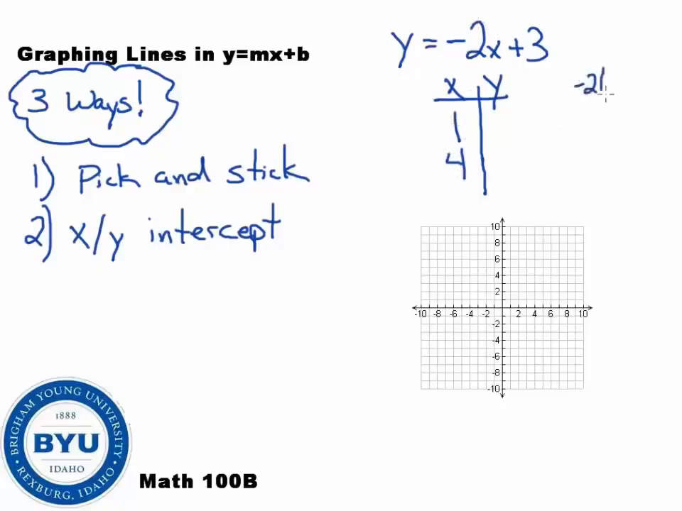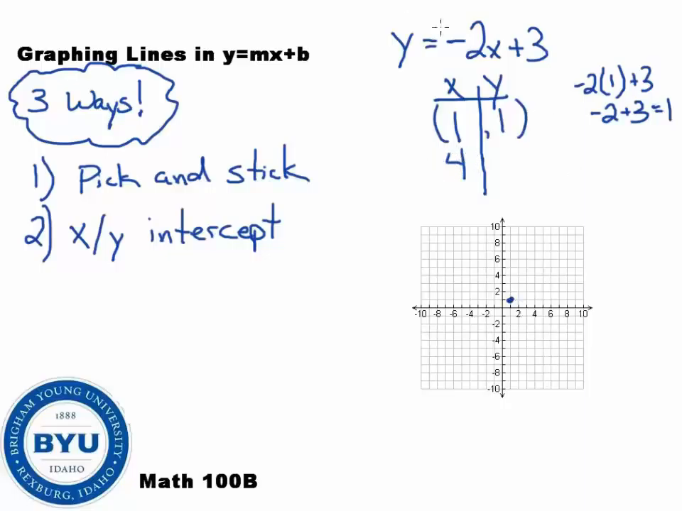So we plug 1 in. I get -2 times 1 plus 3. -2 times 1 is -2 plus 3. That comes out to be just 1. So I'm going to graph the point 1, 1. Remember, this represents a point, the point 1, 1. So 1, 1 is right there. Now I'm going to stick in another number.